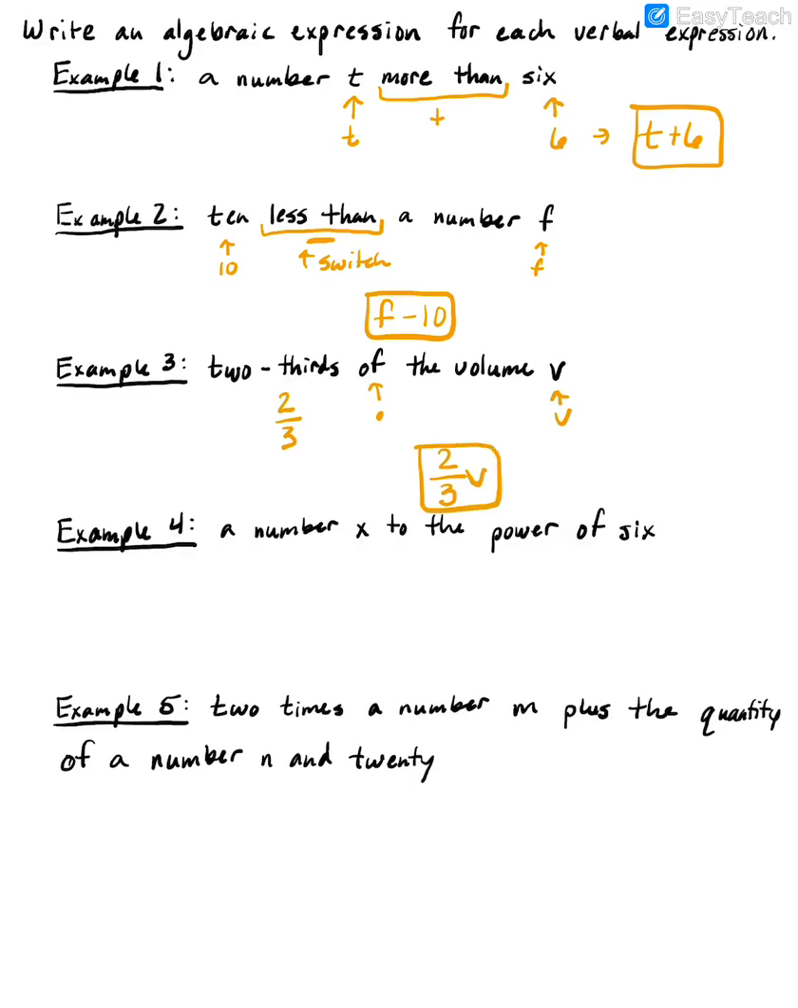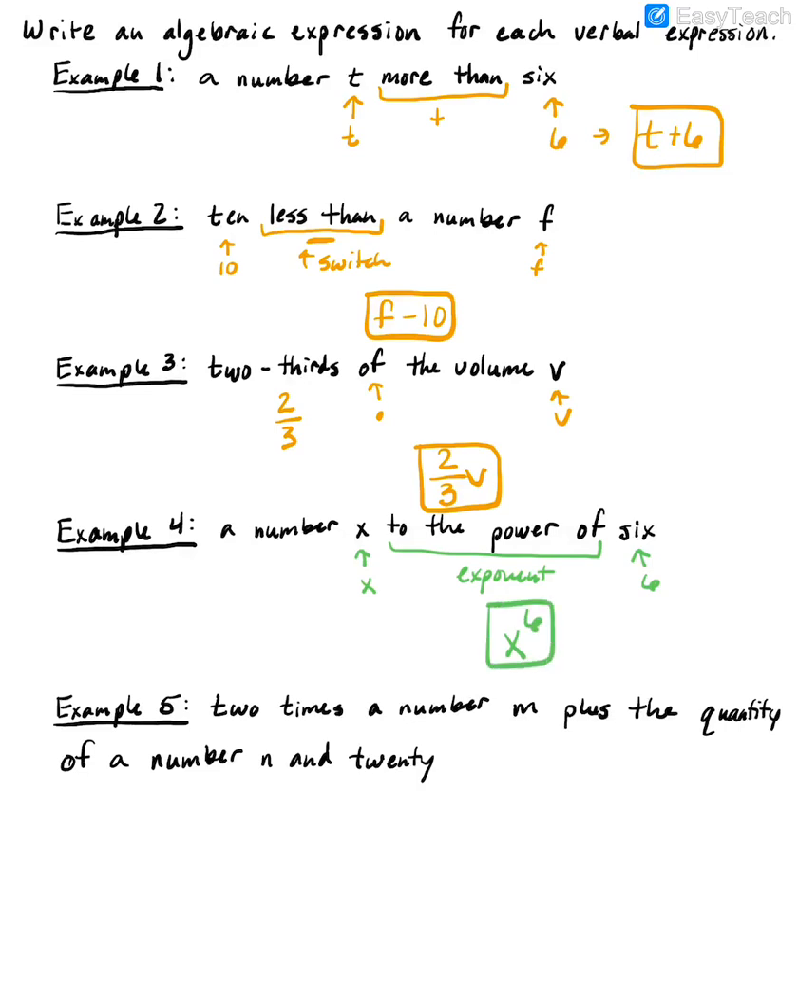Okay. Example 4, a number x to the power of 6. So x obviously would be x. Here it says to the power of, so that would be an exponent. And then the number 6. So here it's telling me that I should put 6 as the exponent of x. And that would be my answer.